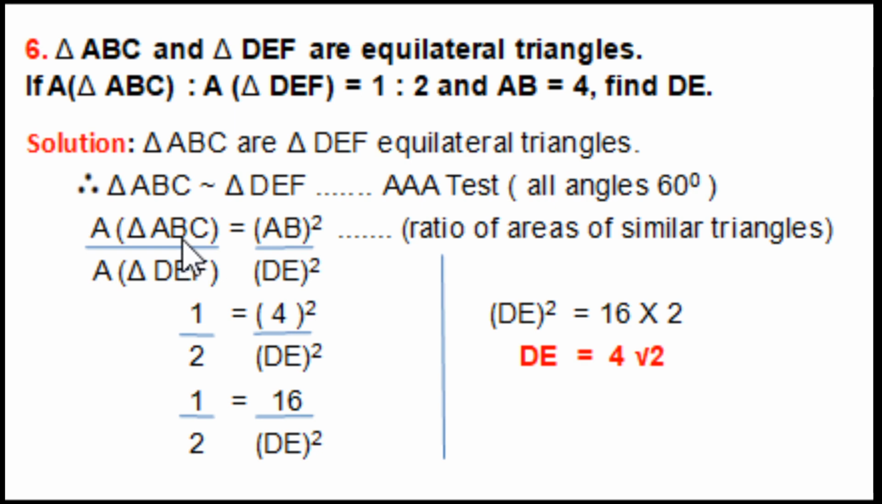Sorry, this ratio is given 1/2. AB is 4, so square of AB, square of 4 is equal to 16. Then cross multiplying, we get DE square is equal to 16 into 2. Then by taking square root, we get DE is equal to 4√2. So we get the value of DE as 4√2.